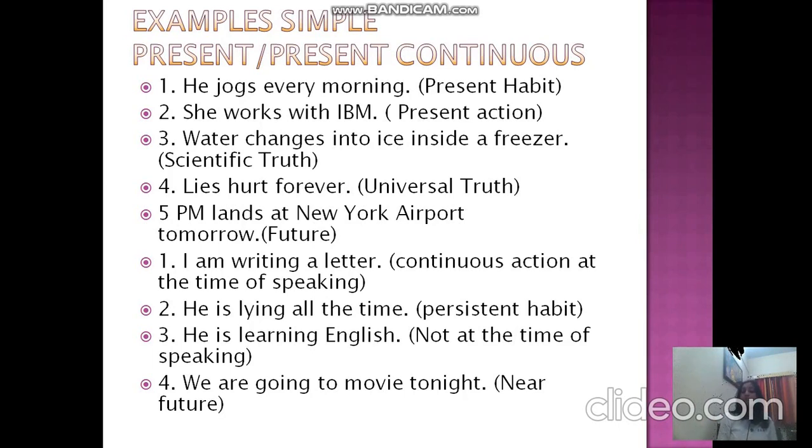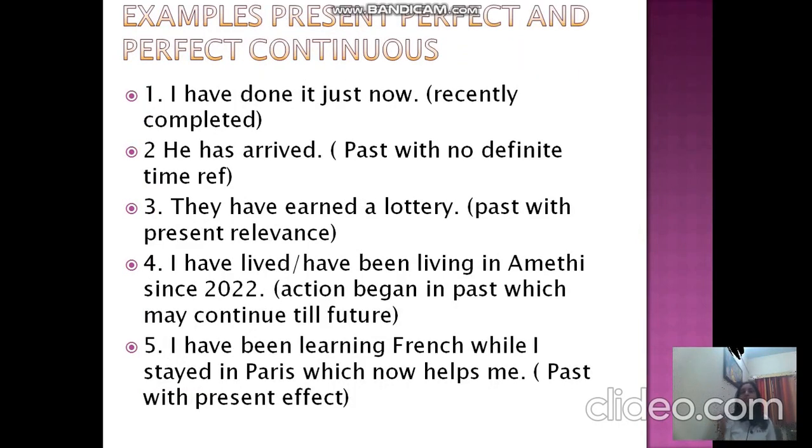We are going to movie tonight. Now this is where ing form or present continuous form can also be used for near future. But can you see the difference? Here it is not a scheduled and time official happening. Here it is a casual happening. हम लोग आज मूवी जा रहे हैं, रात को मूवी जा रहे हैं, right? So we are going to movie tonight. We are having dinner. We are having a grand dinner tonight. Something like that. Okay. Next comes present perfect and present perfect continuous.